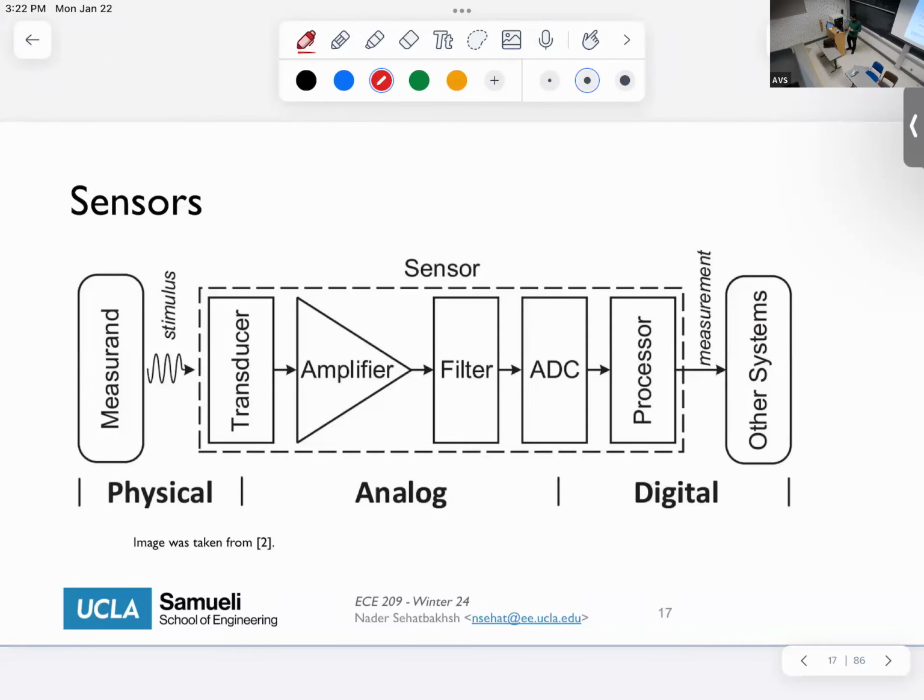Then this analog part usually goes through an analog circuit, with filtering, amplifying, and so on. Eventually the analog domain is converted to the digital domain. It becomes zeros and ones, and that's where you have your digital world. And of course, if you have an actuation, you do the reverse process. So any sensor has a collection of three things: the physical world, the analog world, and the digital world.